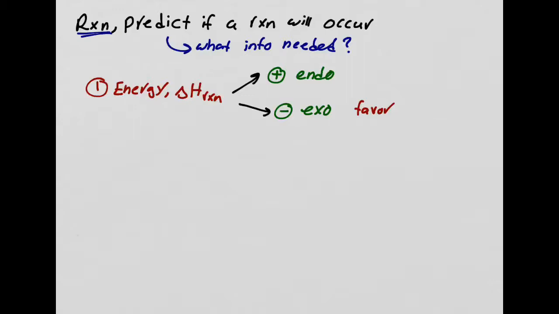Now here's the thing. There are endothermic reactions that do happen. Because some reactions are endothermic, some reactions are exothermic. So even though exothermic is favored, we do have reactions that are endothermic. So there has to be a second component to predict if a reaction will happen or not happen. It's not just based on is it endothermic or exothermic. Now that second information, the second component is entropy.